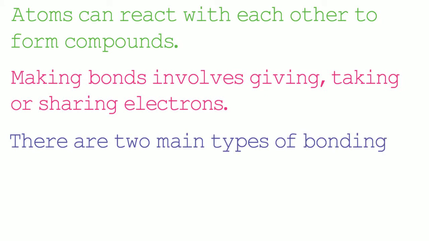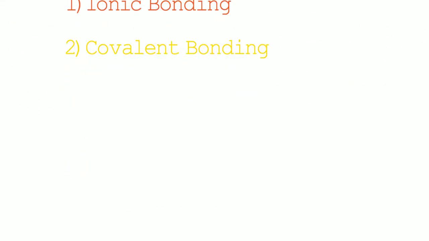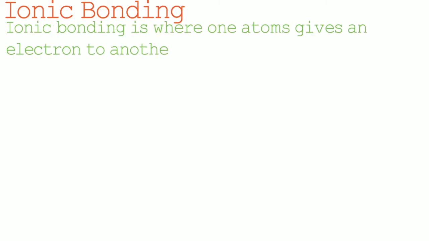There are two main types of bonding that are needed to be known for the exam. These are ionic bonding and covalent bonding. This video is going to be looking at ionic bonding. Ionic bonding is where one atom gives an electron to another atom.